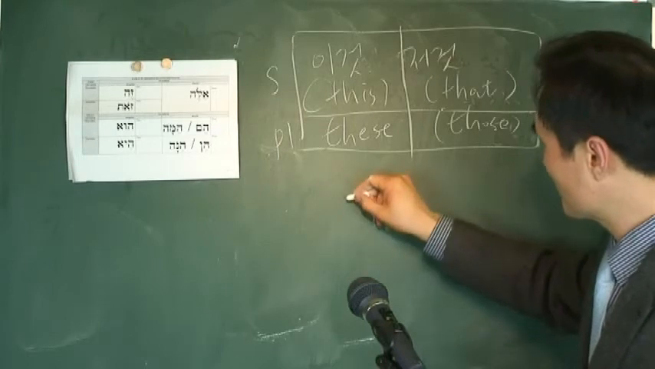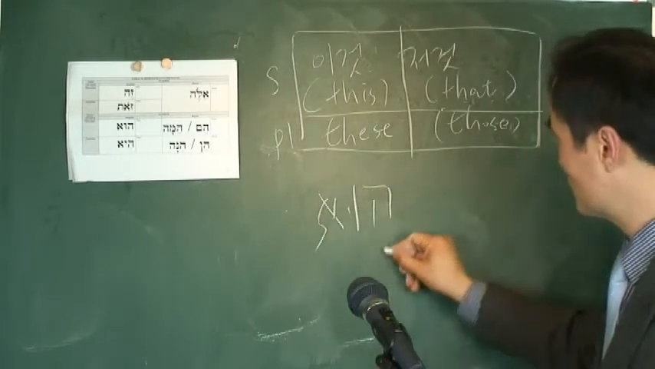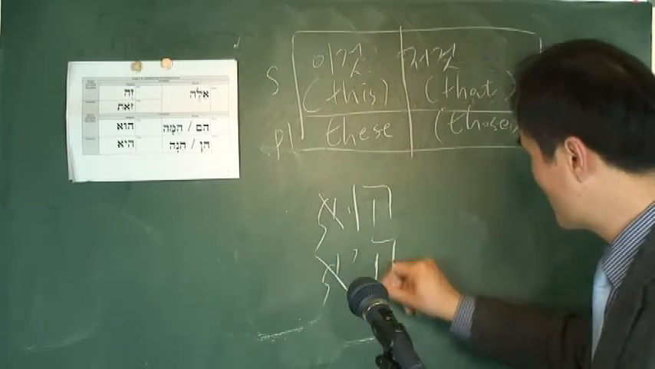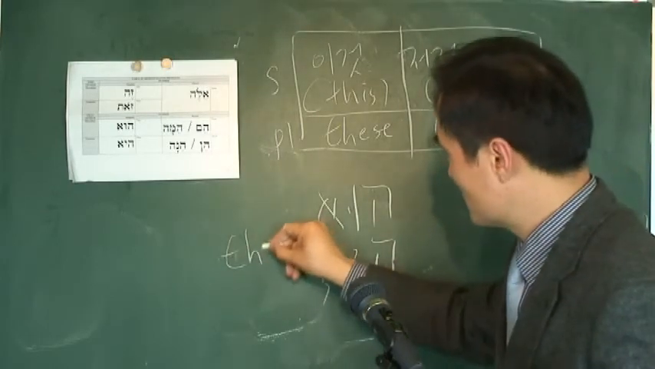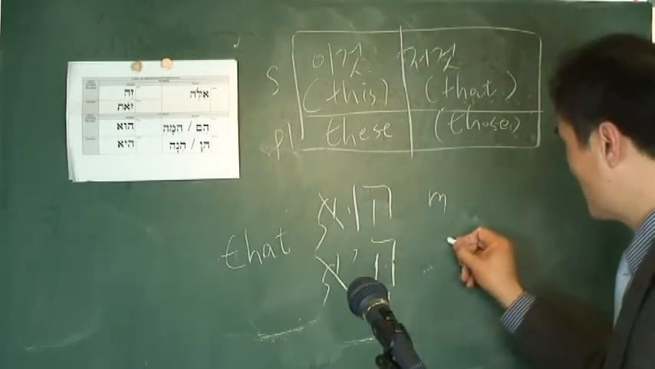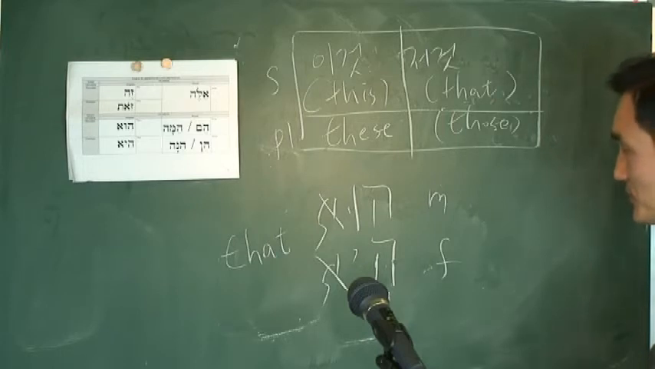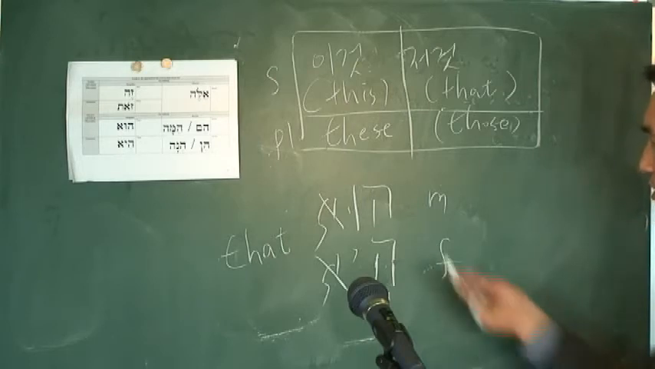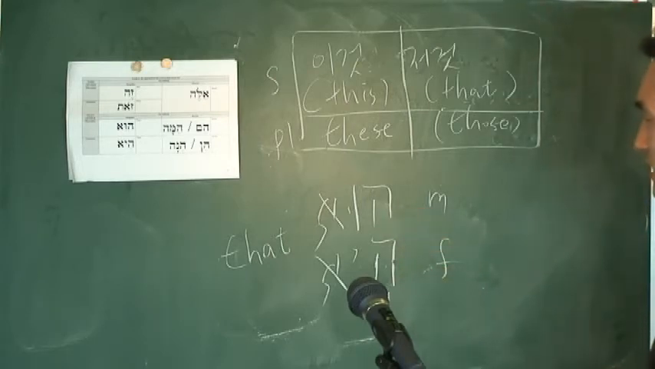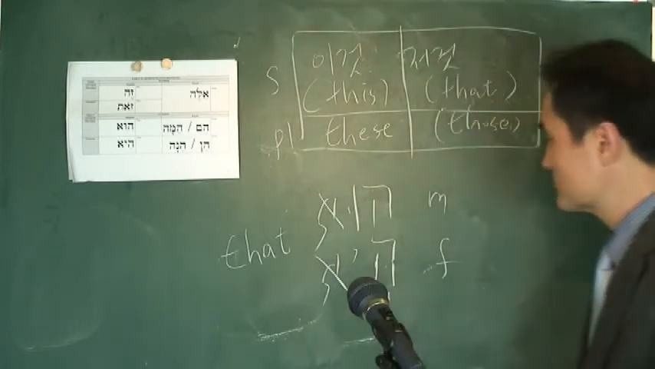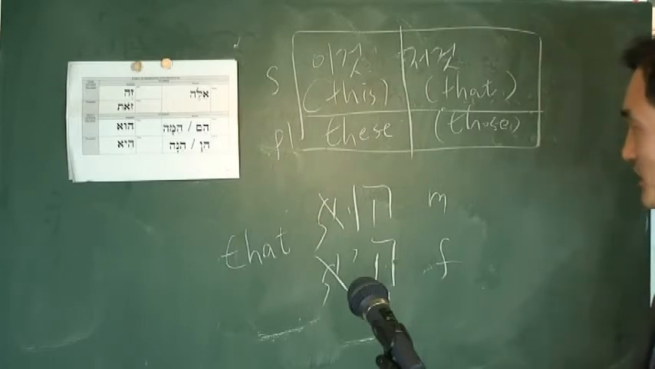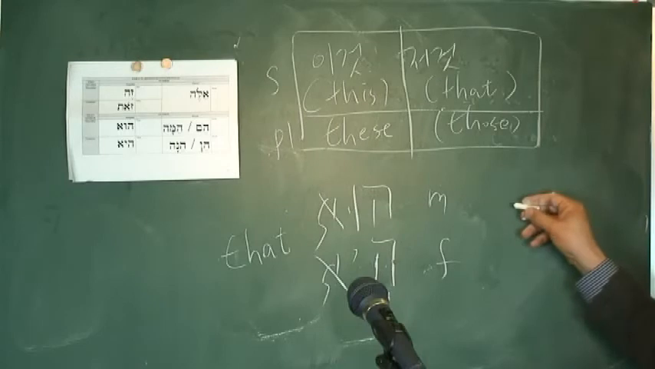That is hu and he. Hu and he are the masculine singular and the feminine singular of that, respectively. Hu and he are the masculine and feminine forms of that, and they are the same as the forms of the third person independent personal pronouns hu and he. We must be careful when identifying them.